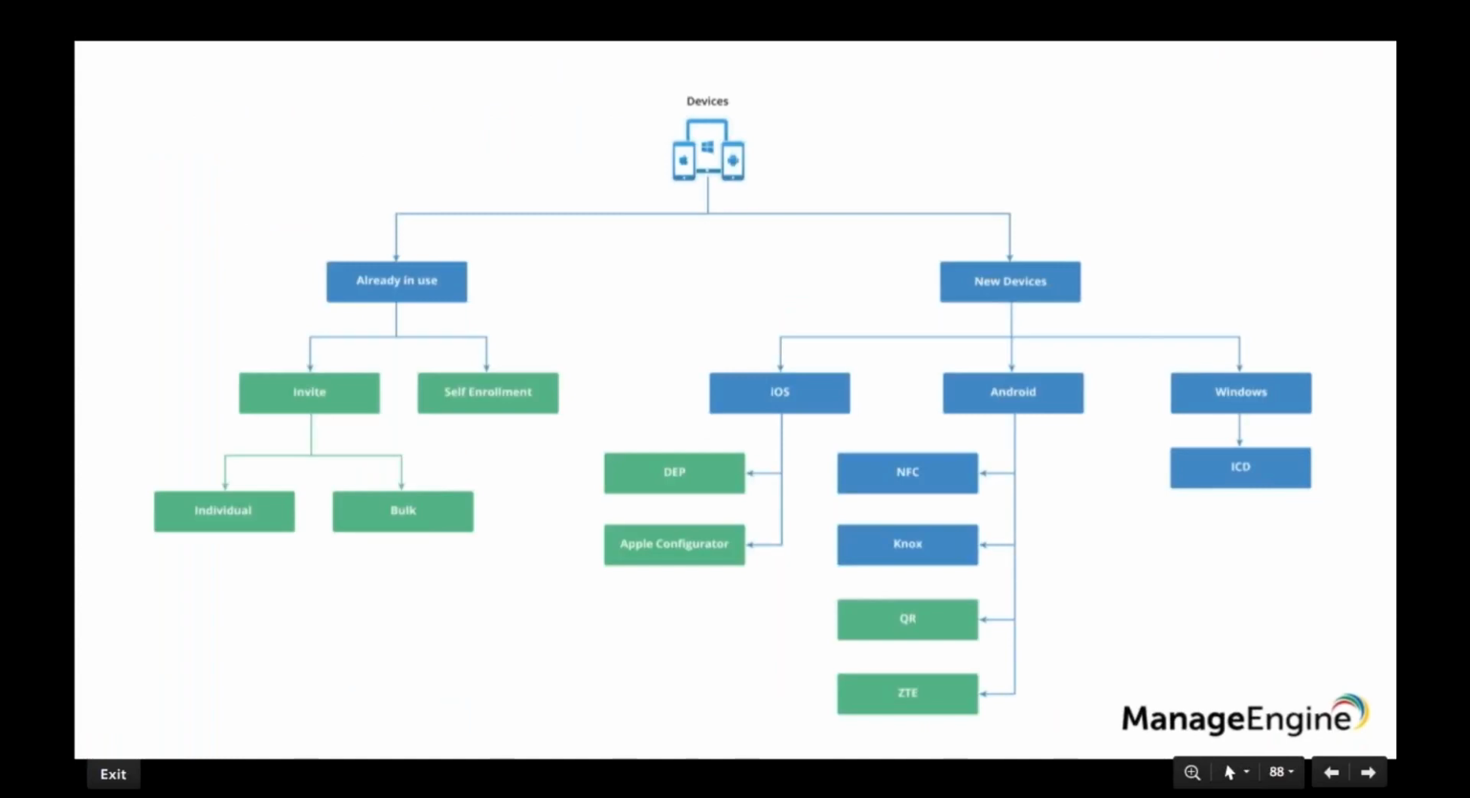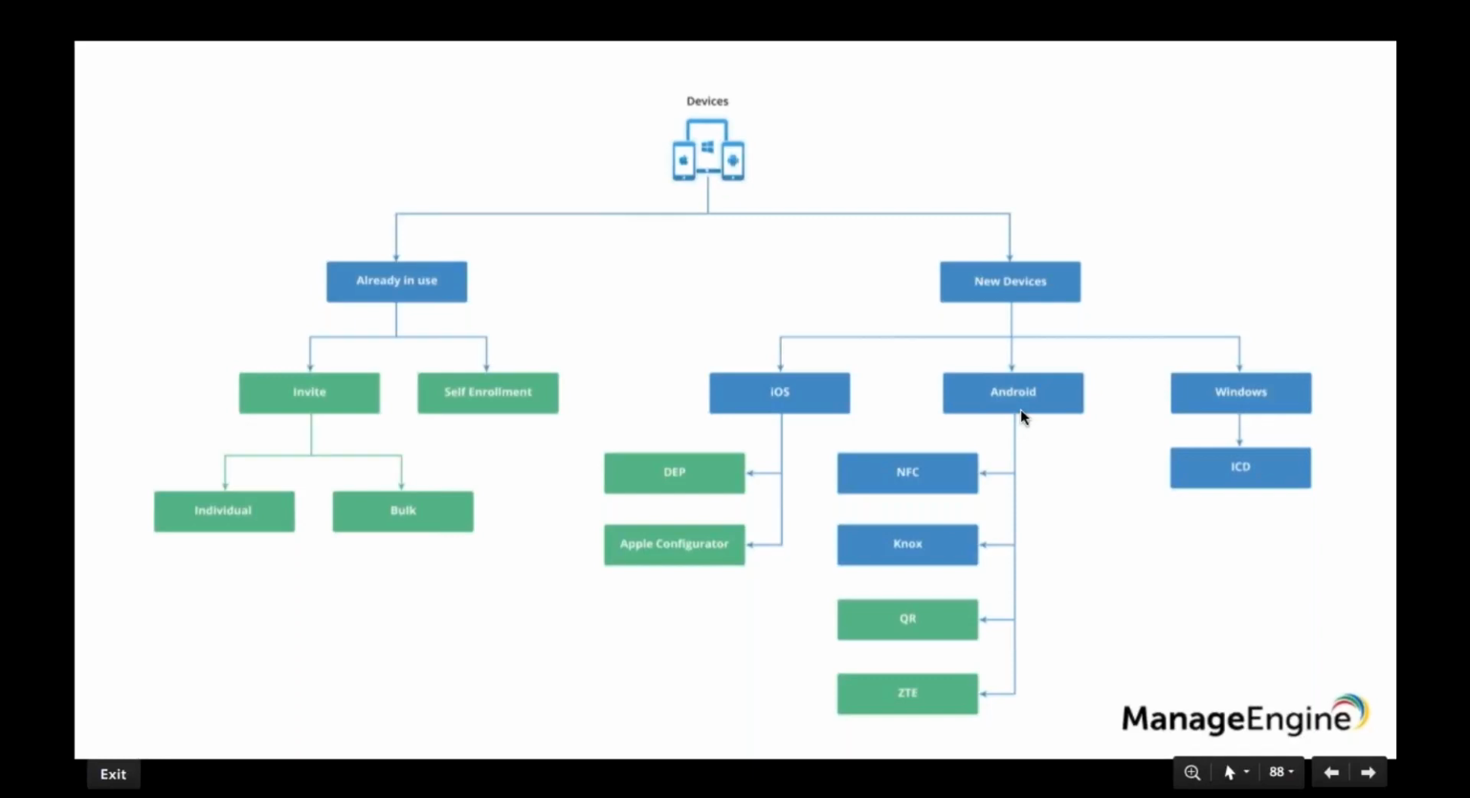Now this brings us to the end of the first scenario where we explored the various options in enrollment. Let us have a quick recap. In case the devices are already in use, you can choose to enroll these devices by sending either email invites or self-enrollment. In case of email invites, you can have it sent individually or sent in bulk. In case the devices are new and are yet to be used, in case of iOS, you can use DEP as well as Apple Configurator for enrollment.